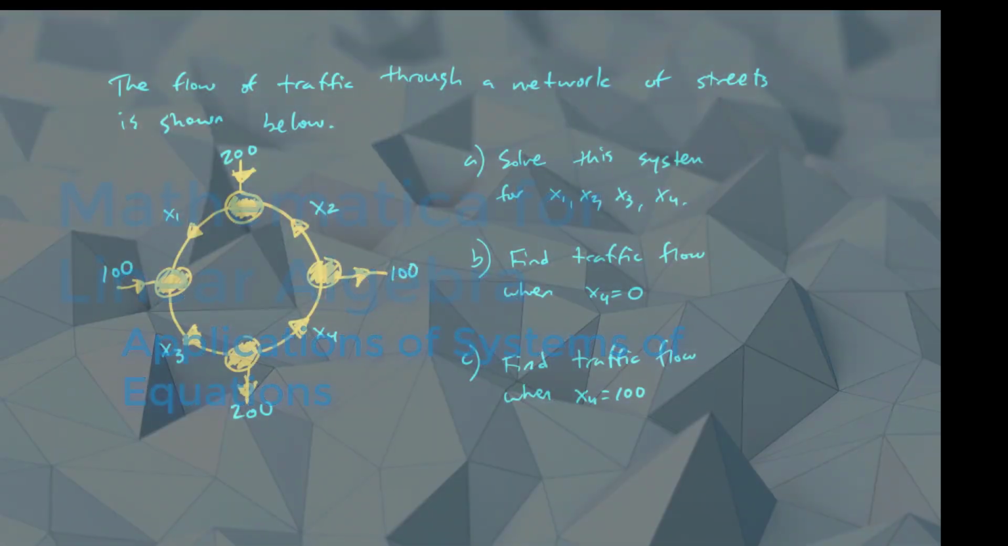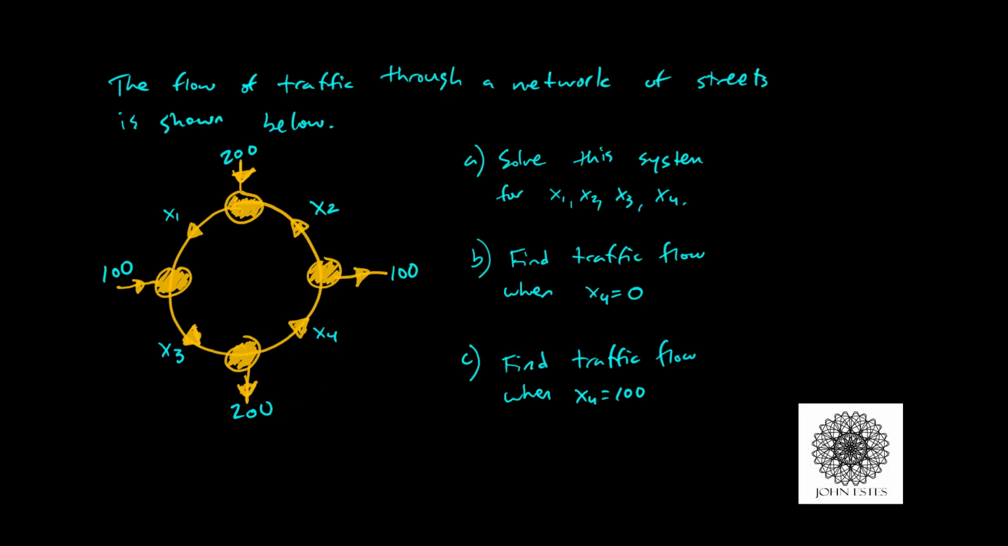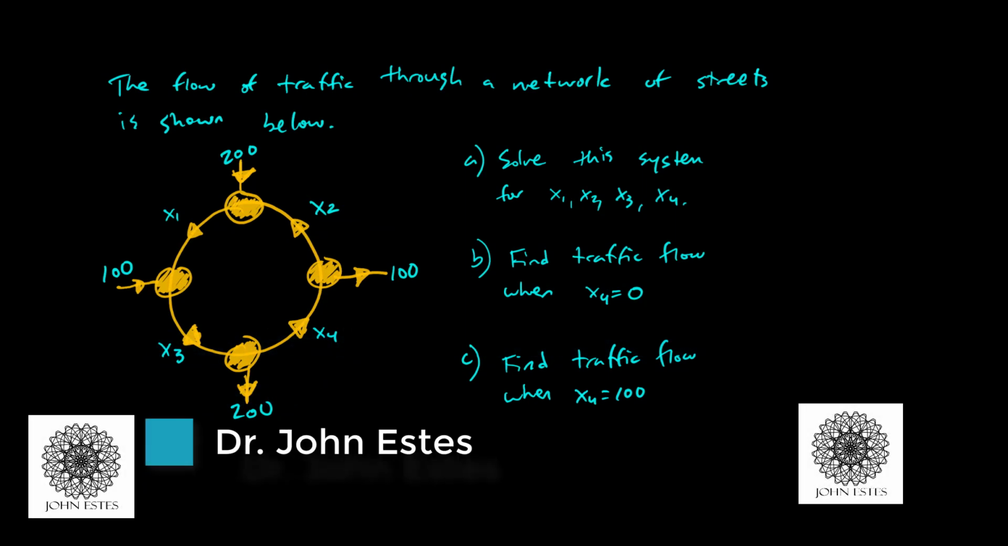Here's an interesting application of linear equations. I'm going to read through the question. I'm going to show you how to work this out in Mathematica. Okay, so it says the flow of traffic through a network of streets is shown below.